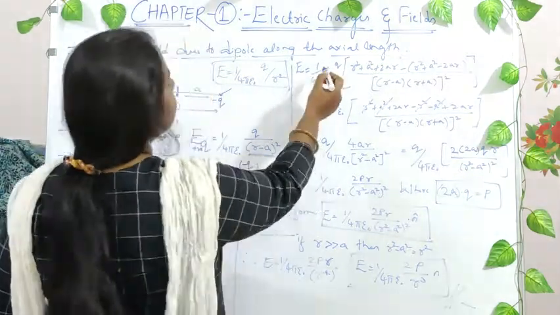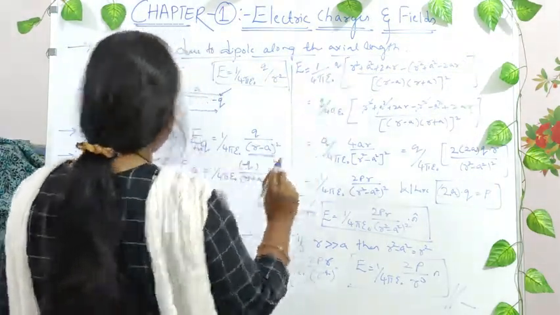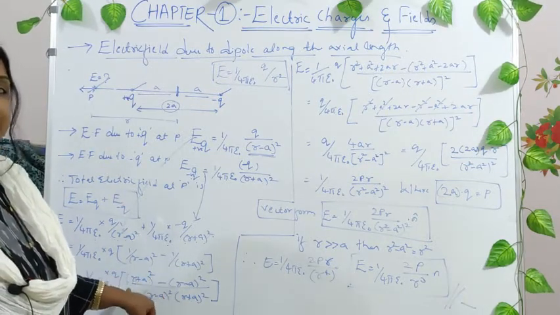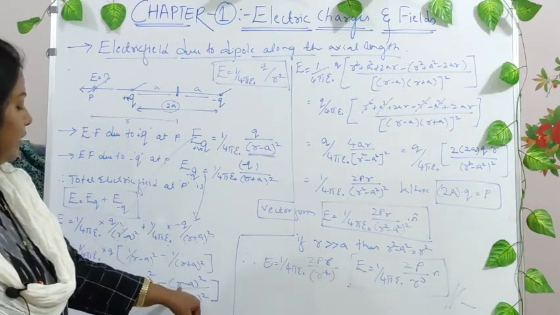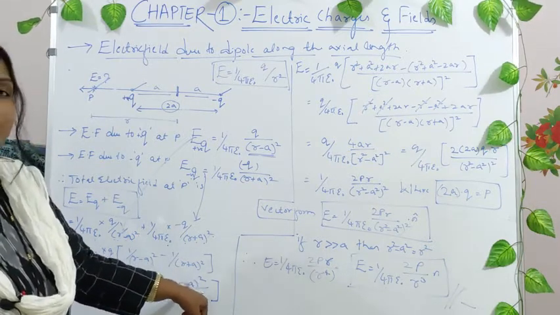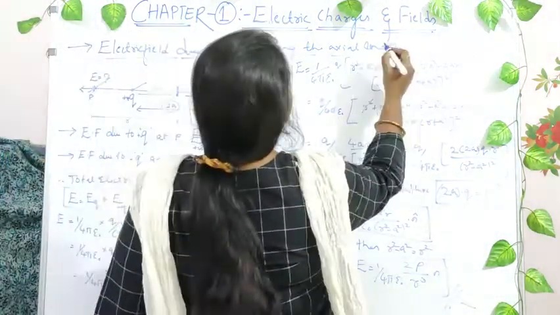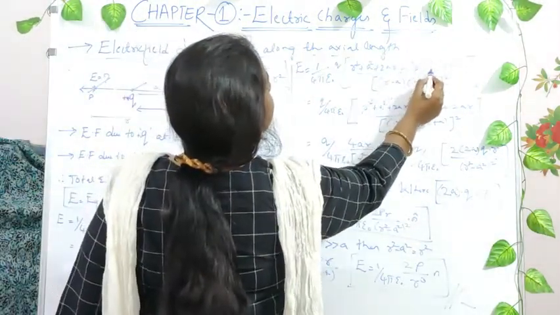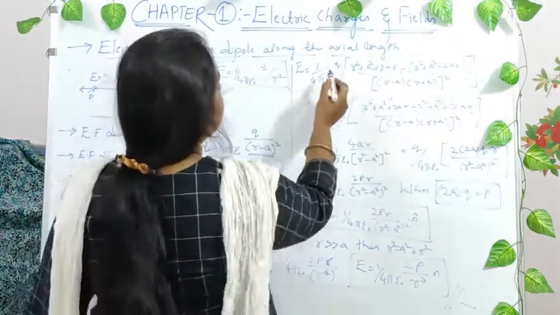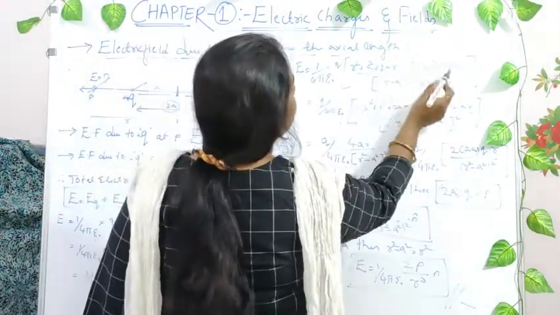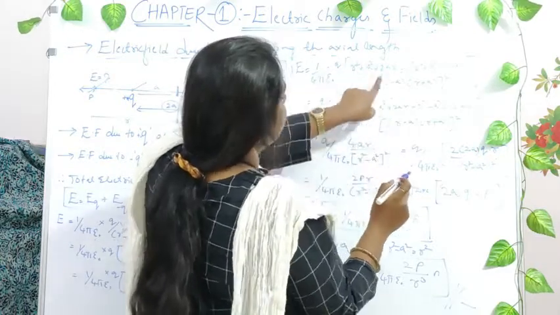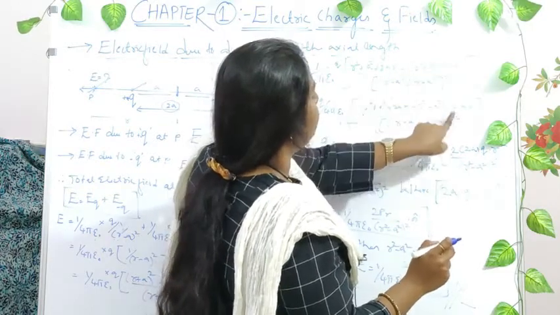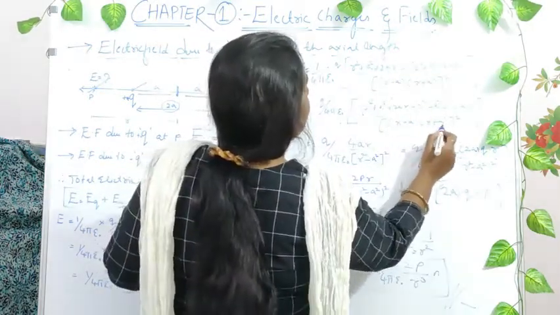What do you get? E is equal to 1 divided by 4 pi epsilon naught, Q as it is. R plus A whole square is like A plus B whole square. What is A plus B whole square? A square plus B square plus 2AB. And A minus B whole square is A square plus B square minus 2AB. This is extended here: R square plus A square plus 2AR, minus, this minus sign is kept as it is, R square plus A square minus 2AR, right? You again simplify this, Q by 4 pi epsilon naught, with the numerator R square plus A square plus 2AR minus R square minus A square plus 2AR.